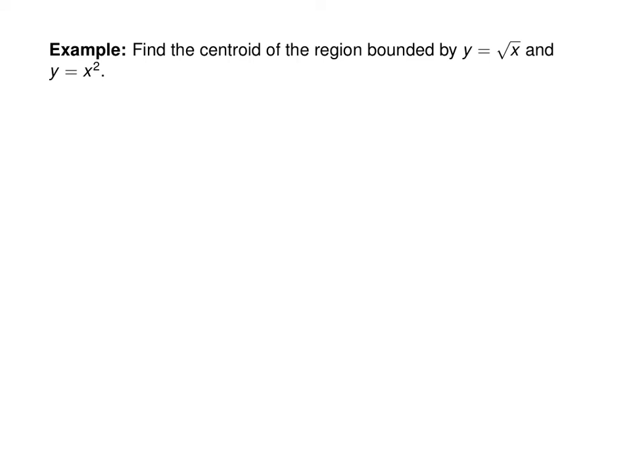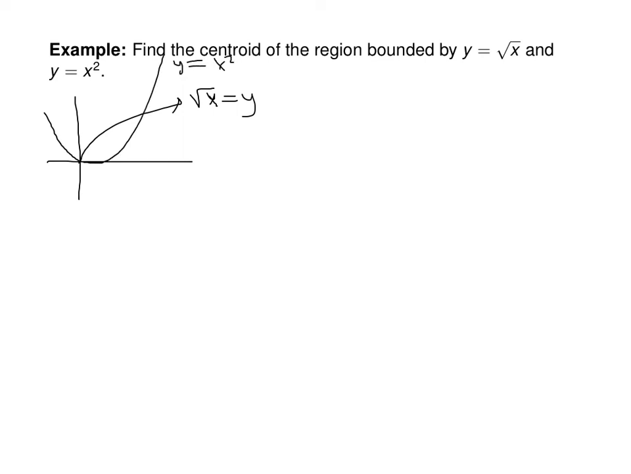So find the centroid of the region bounded by y equals root x and y equals x squared. First let's sketch that region. Here's y equals root x. Here's y equals x squared. Now to find the centroid, we must first find the area between those curves, and that is given by the integral from 0 to 1 of, my upper curve is root x, my lower curve is x squared, dx, and that works out to be 1/3.